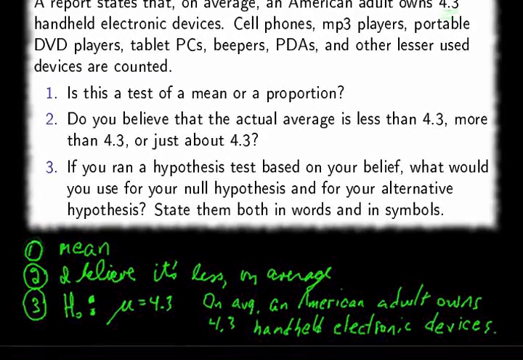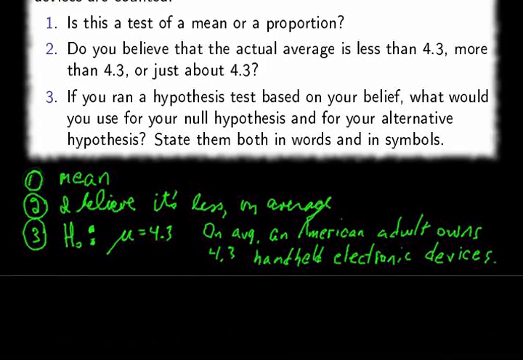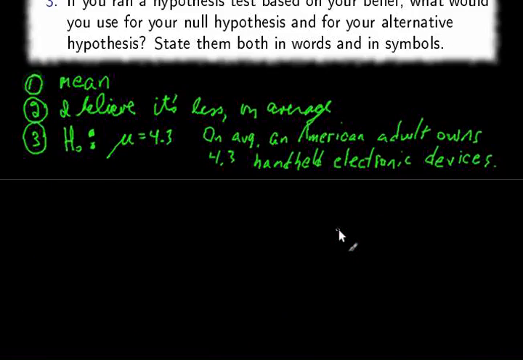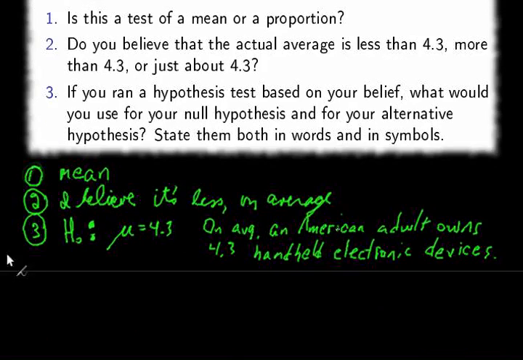Okay, that's the null hypothesis, and that's true no matter what you think. So no matter what your answer to 2 is, the null hypothesis is going to be the same. We're going to take the information, or the claim, and make that our null hypothesis. And our alternative hypothesis is based on your belief. We believe that it's less, so we're going to say for the alternative that mu is less than 4.3.